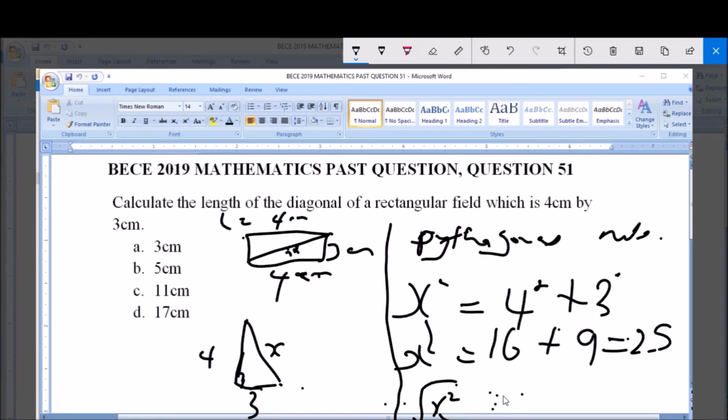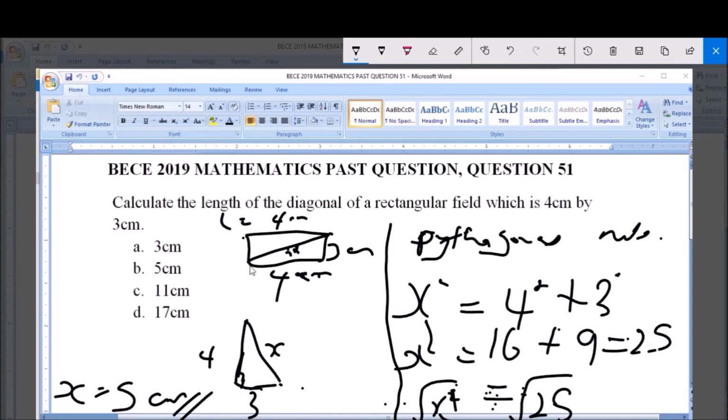Remember I said we'll take the square root of both sides. That means the square root of x square is equal to the square root of 25. Now we cancel the square root against the square of x square, thereby giving us x. And like we know, the square root of 25 is 5 cm. So therefore, the length of the diagonal x is equal to 5 cm.